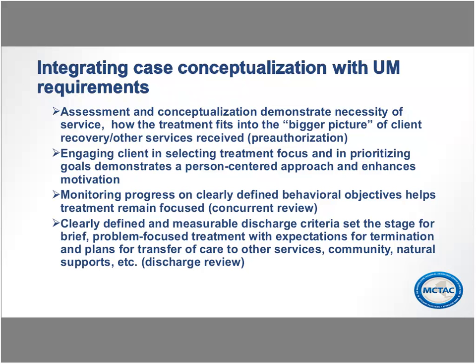So that will help us say which objectives have been attained when we have a concurrent review conversation. Clearly defined and measurable discharge criteria set up at the onset of treatment, knowing what those thresholds are for discharge. What is that subclinical measure that says, hey, we're done here. There's light at the end of the tunnel, and this is when we'll know we're finished. This sets the stage for brief, problem-focused treatment with expectations for termination or plans to transfer care to other service providers in the community, to their natural supports, etc. These are integral to the discharge review process. But having that finish line clearly defined and measurable can really be motivating, and so the client knows when they're done.